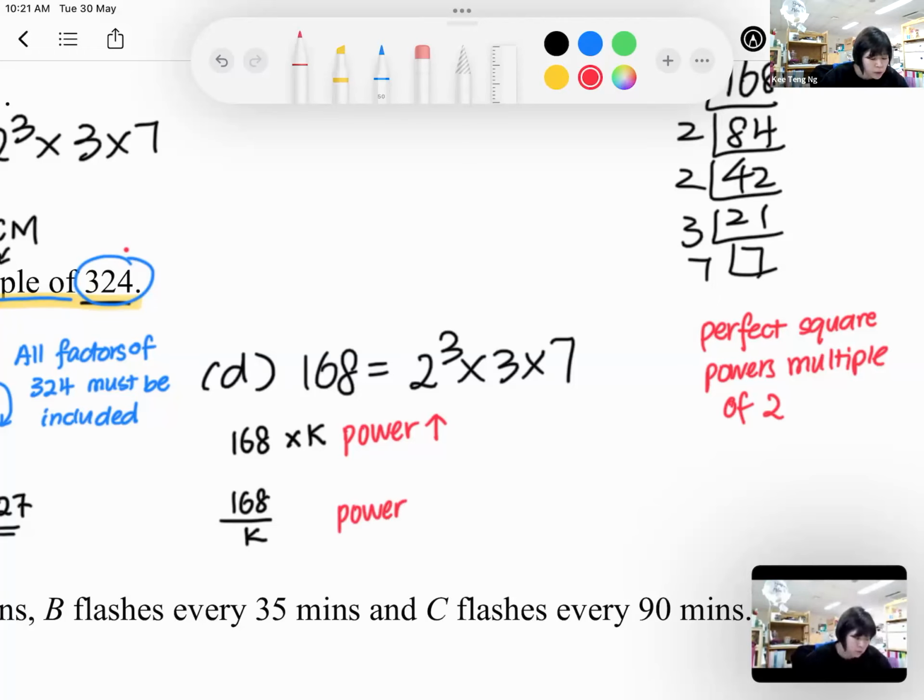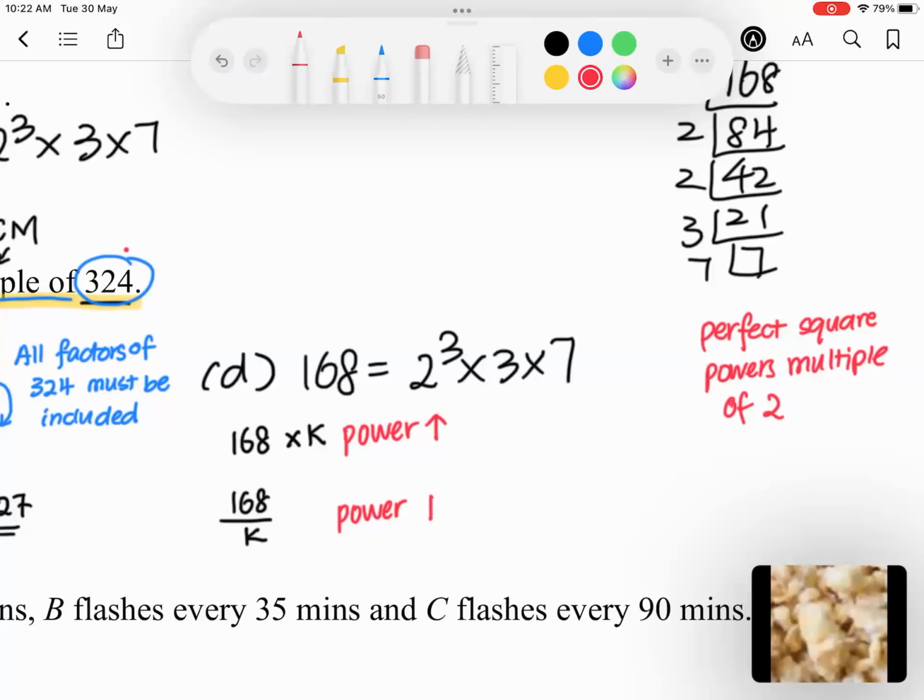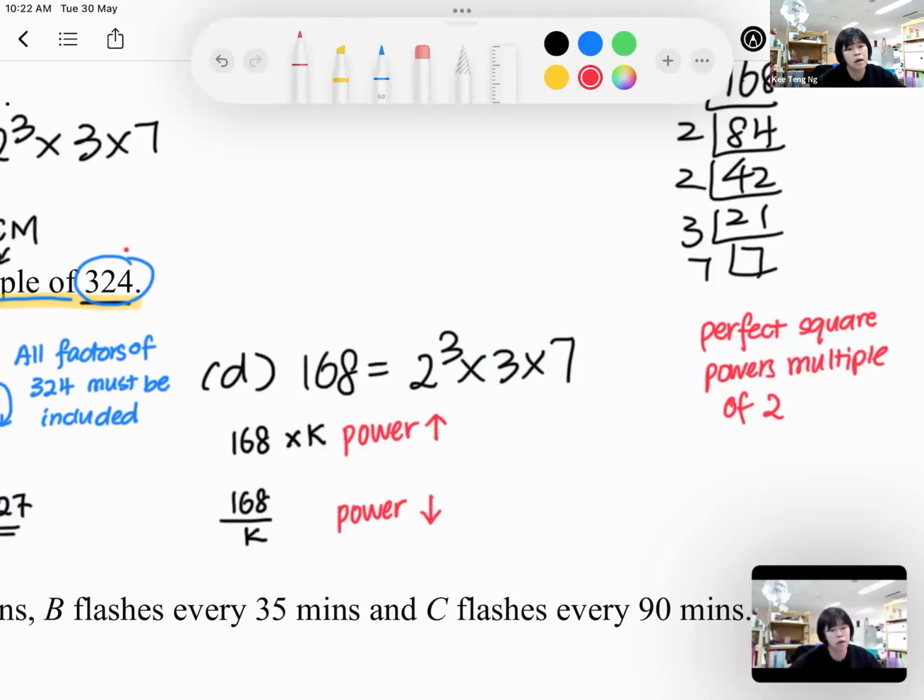No response. If I do division, what will happen to my power? Anyone? If I do multiplication, the question says 168 times k, the power increases. What about doing division? Anyone? Decreases. Yes, thank you very much.